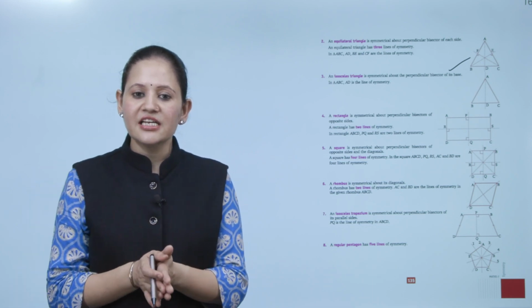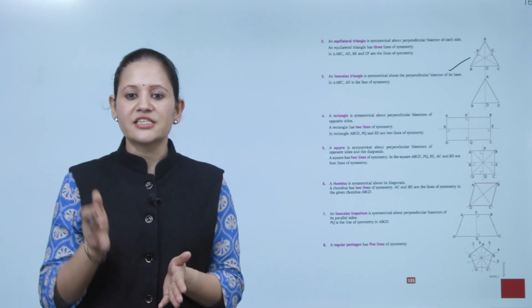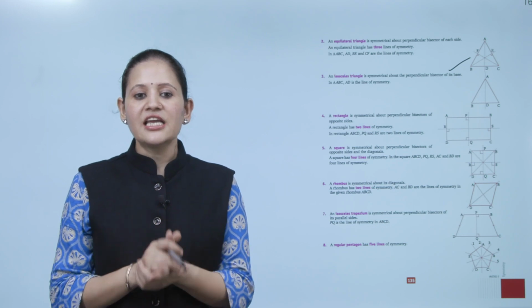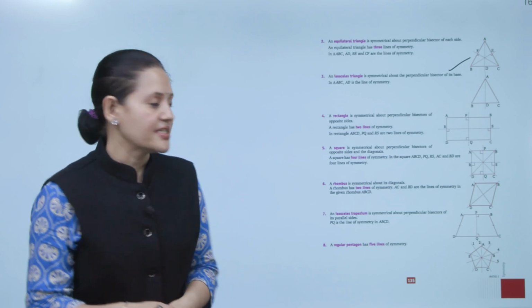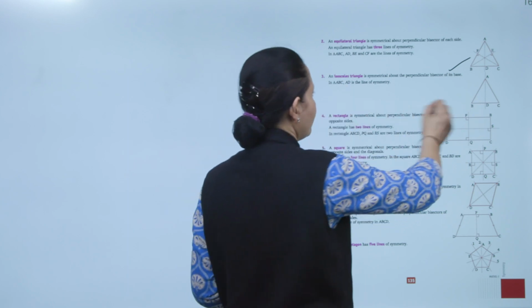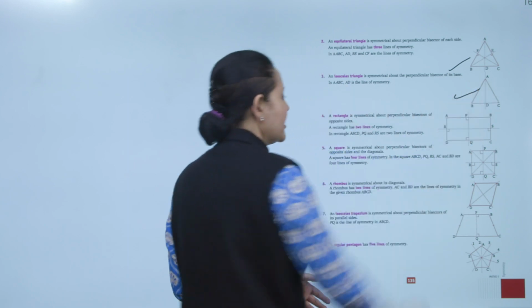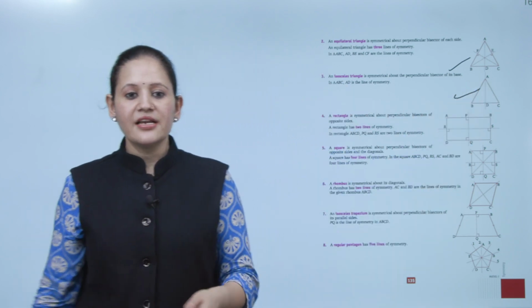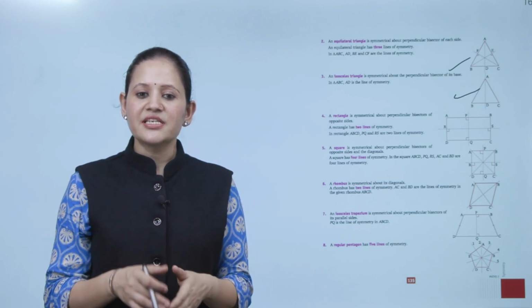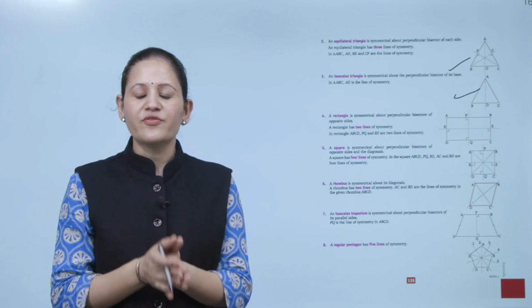An isosceles triangle is symmetrical about the perpendicular bisector of its base. In triangle ABC, AD is the line of symmetry. So an isosceles triangle has one line of symmetry, here AD is the line of symmetry. Clear? A rectangle is symmetrical about the perpendicular bisectors of the opposite sides.